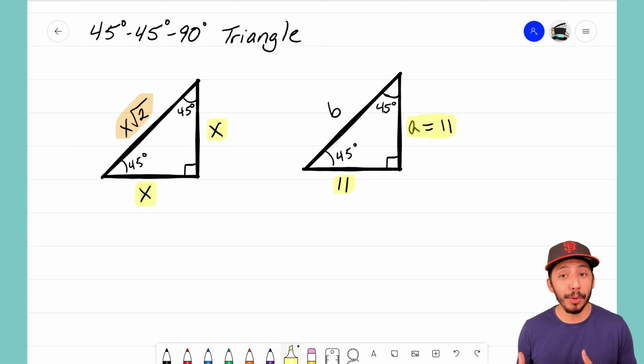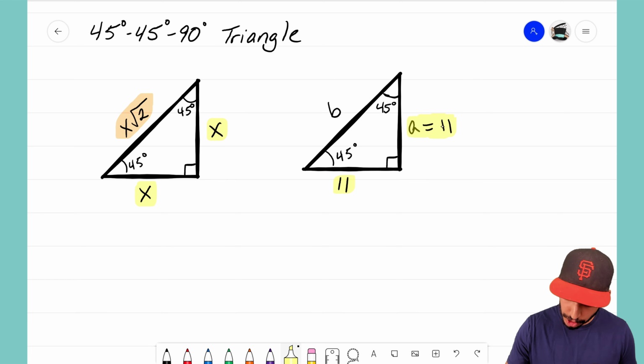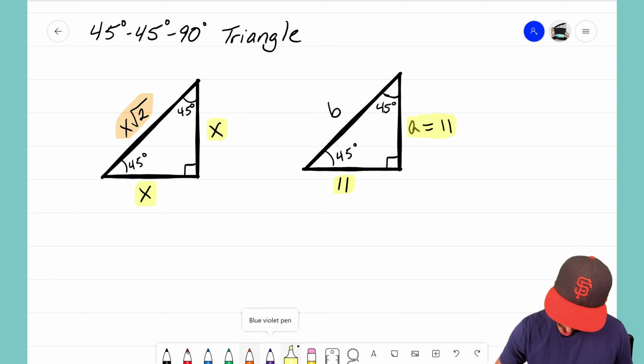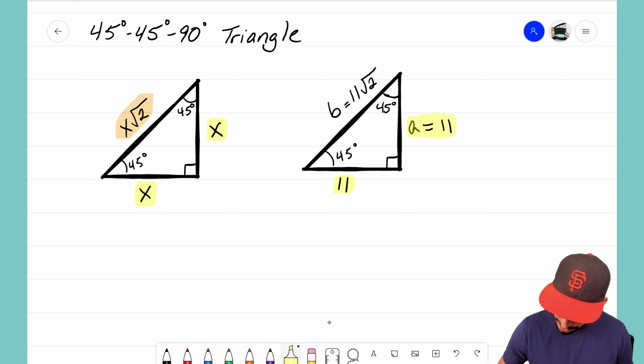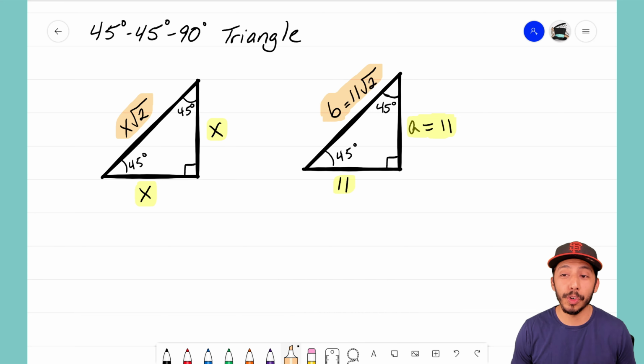Now we want to solve for B. And to solve for B, all we have to do is take our legs, which here are 11, and multiply that by root 2. And we see again that the hypotenuse length is 11 root 2. And that's it. That's all the work that's required.